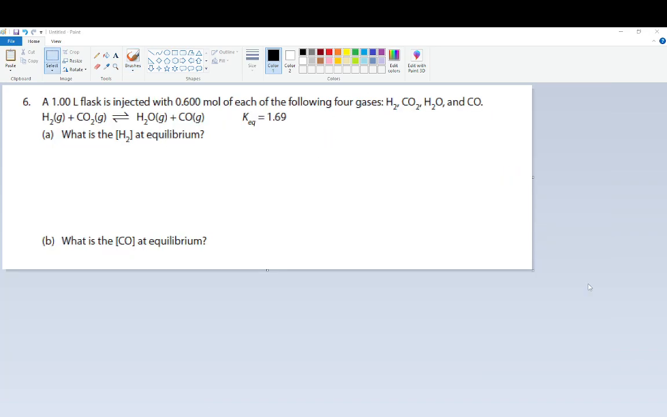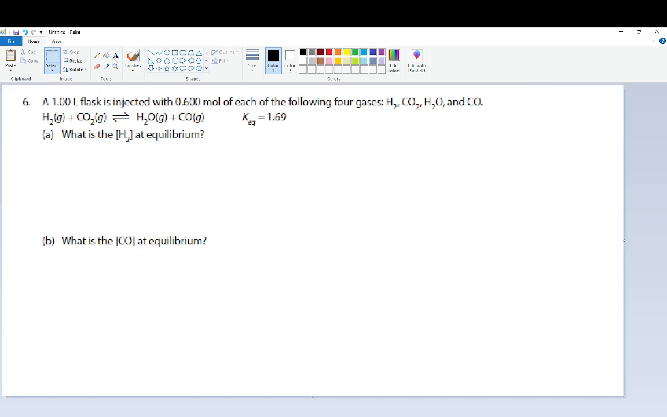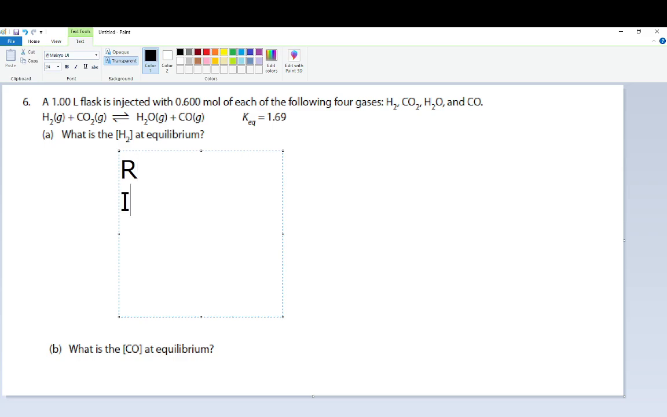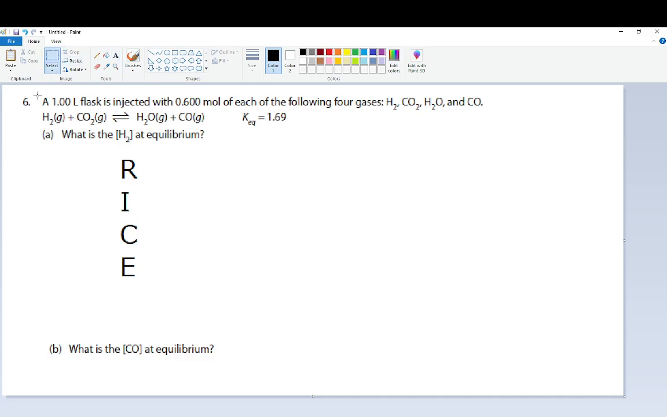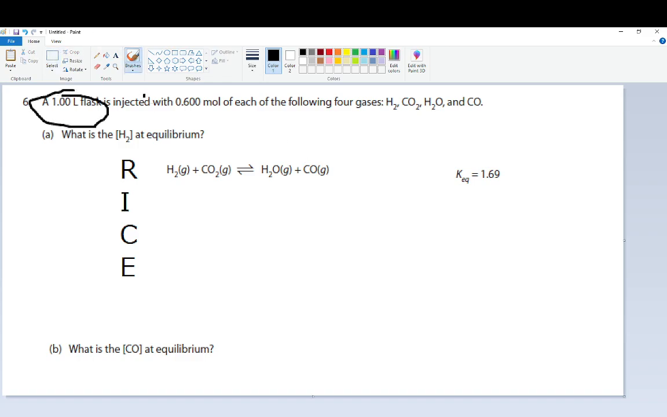So in this one, they don't tell you whether they've injected enough of one gas or another. So what you have to do is construct a Rice table. Again, I prefer Rice. You start with the reaction in line R, and notice they give us the KEQ right away. And they tell us the initial of all 4 gases. Fortunately, it's in a 1 liter flask, so this 0.6 moles is also the concentration. So we just consider it big M for each of them. And they tell you it's 0.6 for each. And you might go, well, I don't know which one goes down and which one goes up.